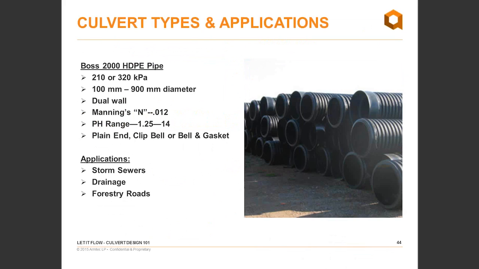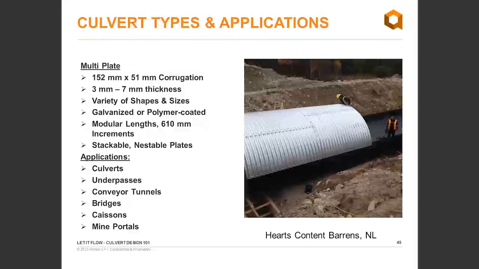They come in different types. You have a plain end, which is used with a split coupler or a clip bell. Both those types are soil type joining systems, or they can come in the bell and gasket, which is a water type system. And applications are storm sewers, drainage, and forestry roads.